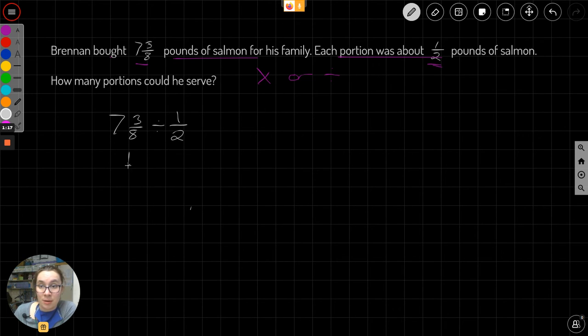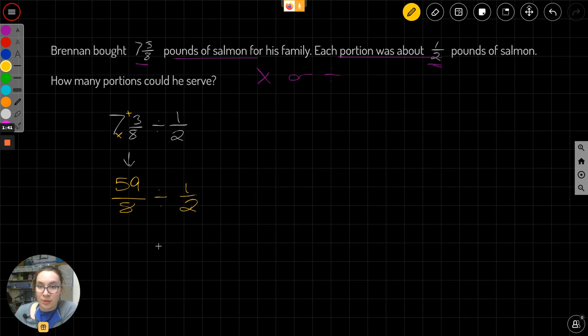And we do that by multiplying our denominator by our whole number and adding our numerator. 8 times 7 is 56, plus 3 is 59. 59 over 8. And then we can just go straight to copy X flip here. Actually, let's not. Divide by 1/2.